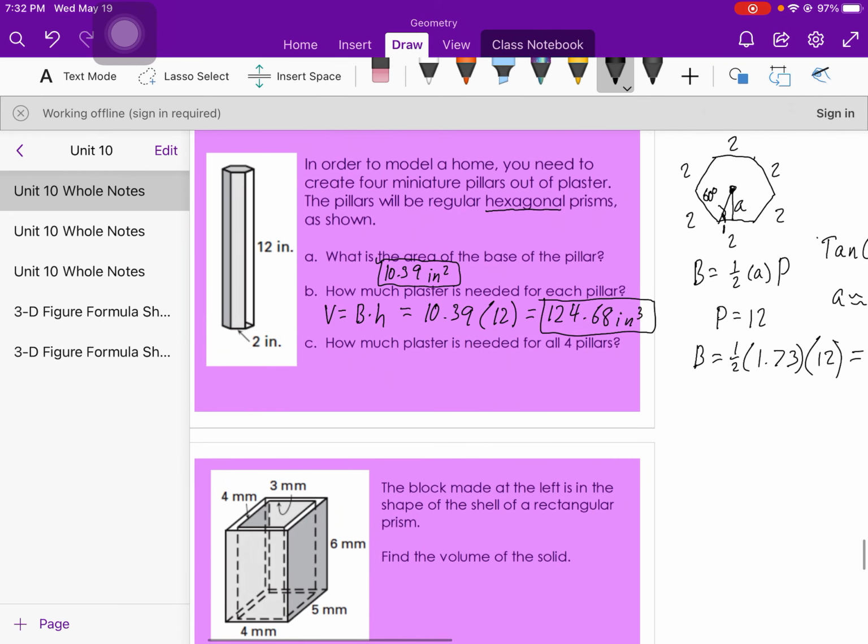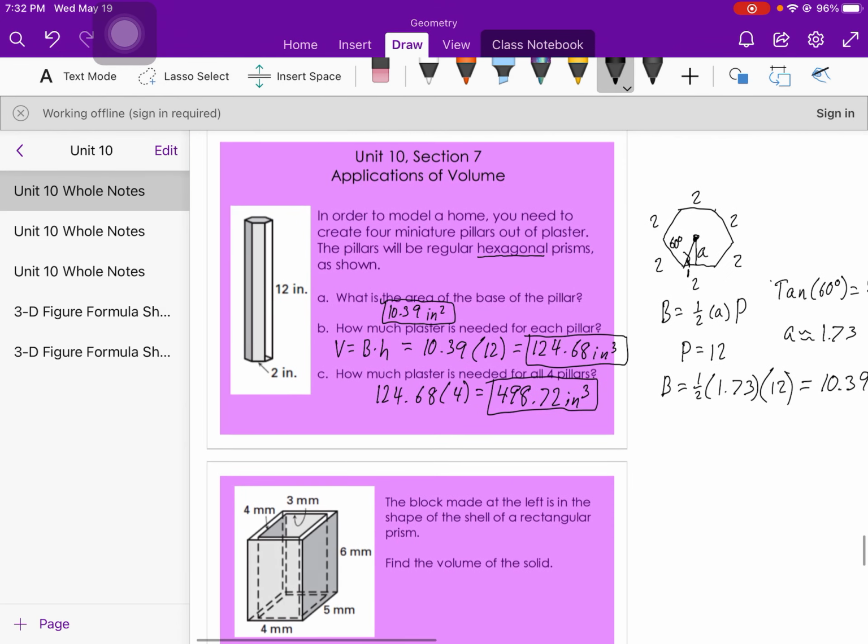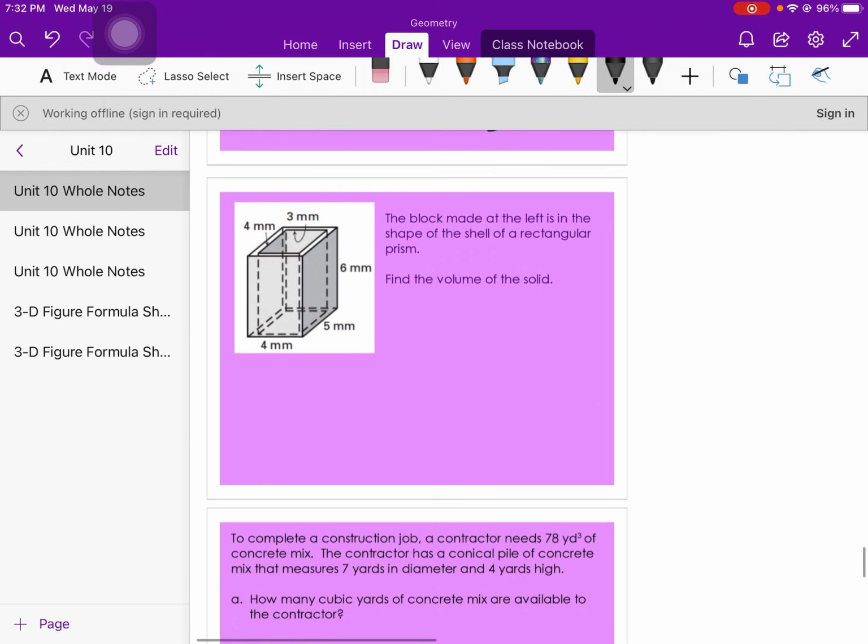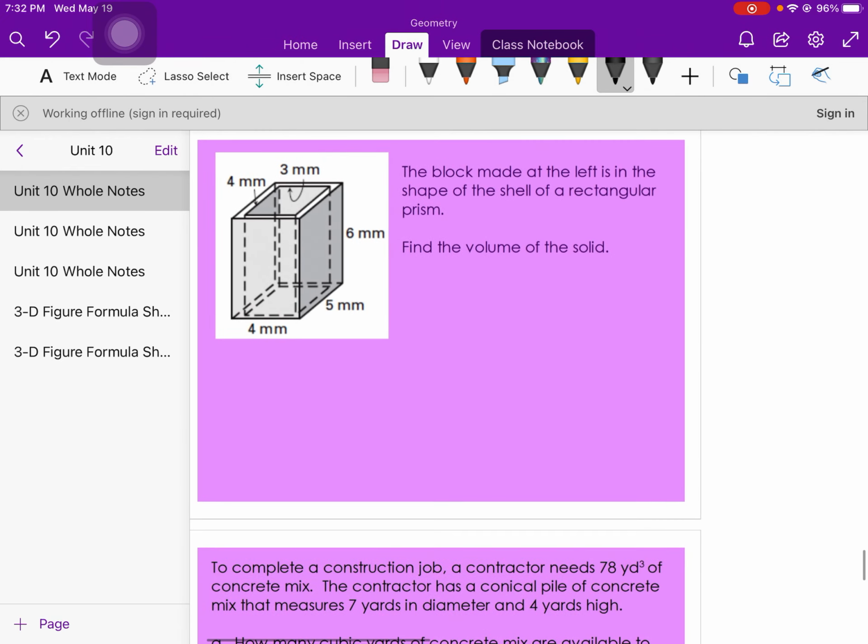Then part C says how much plaster is needed for all 4 pillars. So that's just one pillar we calculated. So all we got to do is take that number times 4. So 124.68, multiply that by 4, and we get 498.72 inches cubed of plaster. All right, and we're done with that one. On to the next one.